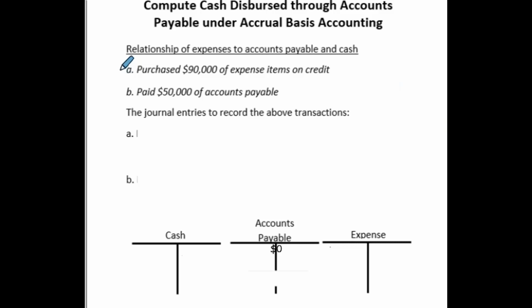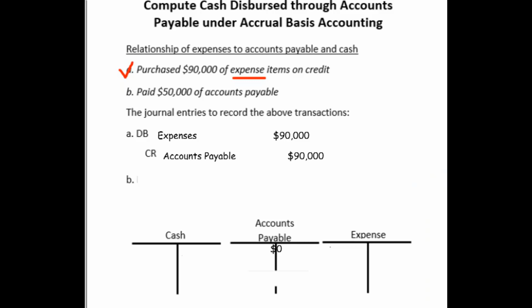The first thing is we as a company are going to purchase some expense items. I'm just keeping them as expenses to keep things simple. We're going to purchase expense items on credit. In other words, we receive the benefit of the goods or the services today, and we promise to pay in the future. Okay, so that's the first phase. And when we take a look at the journal entry on this, it would be debit expenses and credit accounts payable $90,000. So that represents the accrued portion.